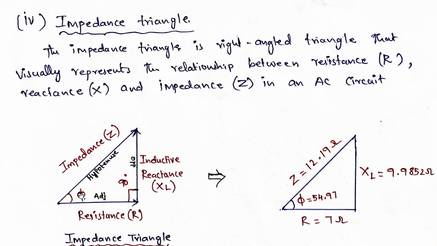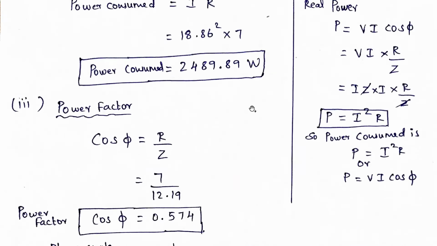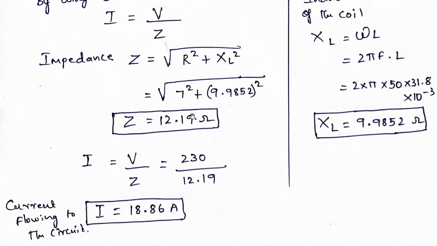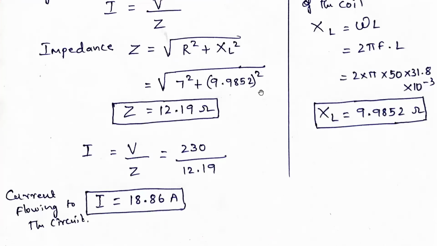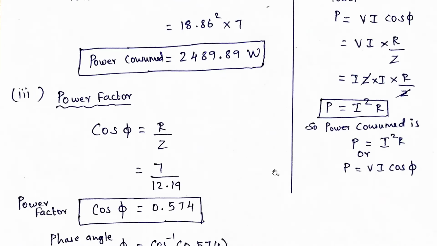Phi is nothing but the phase angle. We calculated the phase angle, no, that is 54.97. Now, we already calculated all these values. Z we know, inductive reactance we know, and the resistance we also know. From the previous formulations, Z we calculated, XL we calculated, and resistance we know from the problem.